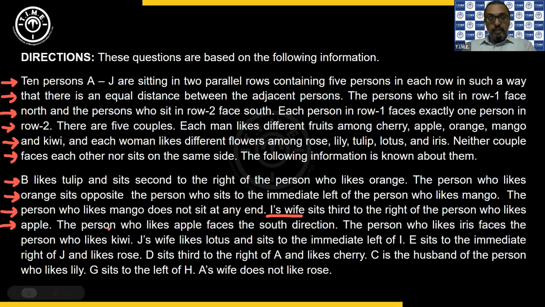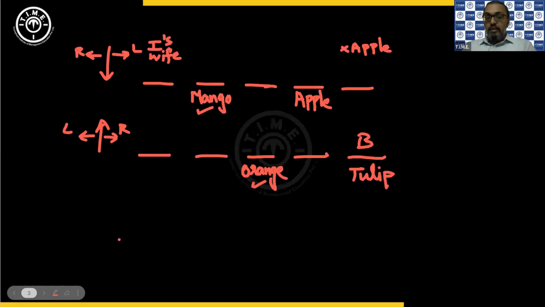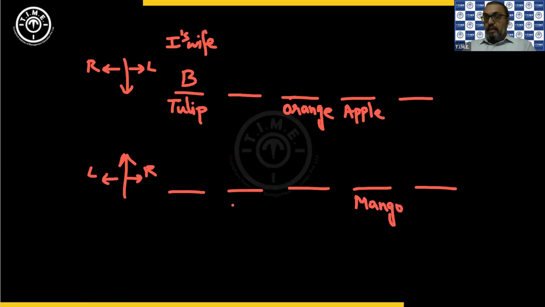Okay. Further, the person who likes apple faces south. Okay, that's right. Then the person who likes iris faces the person who likes kiwi. We know iris is a flower. Kiwi is a fruit. So iris is facing kiwi. Now, if you look at here, the only possibility is I's wife can be given as iris, and opposite I can give kiwi. That is the only possibility, whereas all the others are fixed on either side of it.